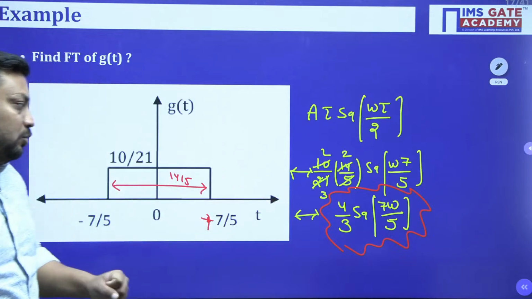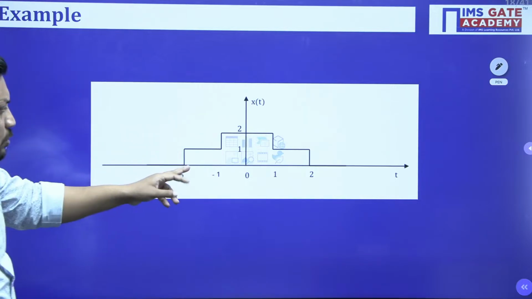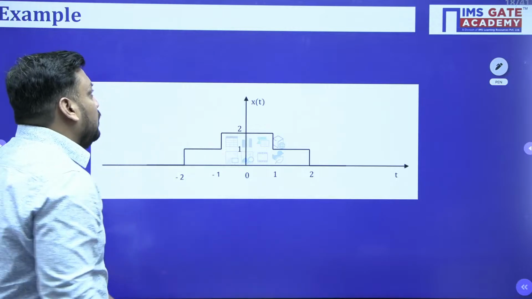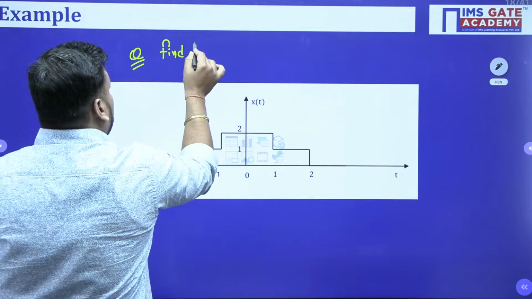Now students, this question is completed. I am going for the next one. Now my next question is, I think the diagram is clear to you. It is x(t) and I am looking for its Fourier transform. The question is to find its Fourier transform.